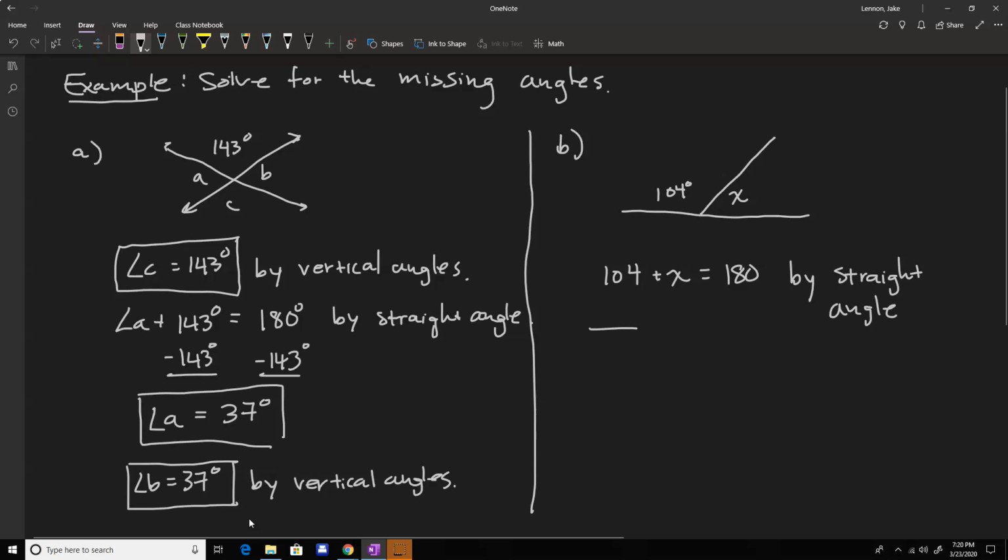So we can just subtract 104 from both sides. So we get X has to be equal to 76 degrees. And that is all we need to do for that problem right there.